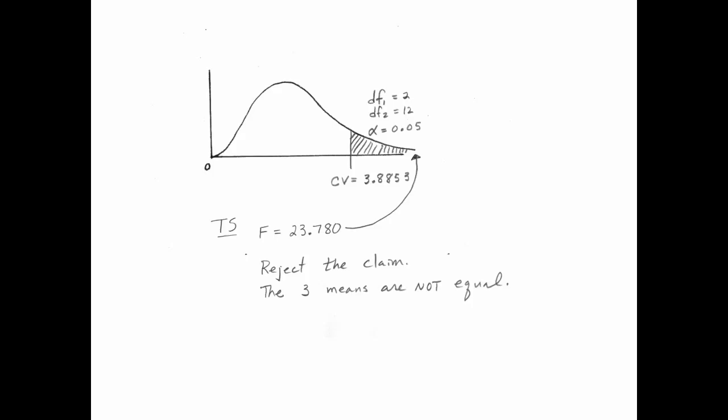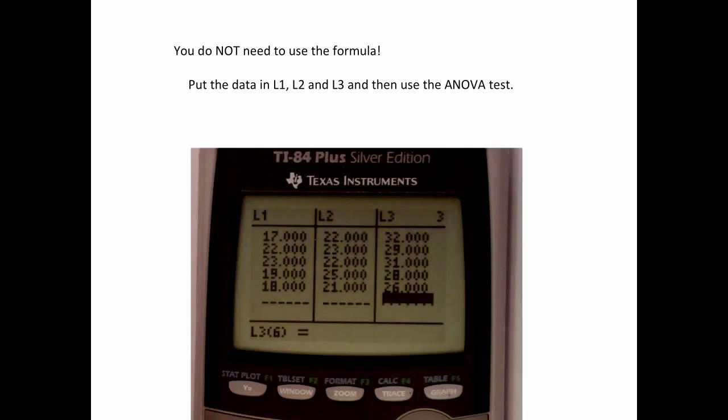Okay, the last thing to do is use the calculator. Rather than using all of those formulas, you can use the calculator. Again, you'll need to put the numbers in the lists. I would prefer to use list 1, list 2, list 3. And then use the Anova test. So here are the numbers in the list. List 1, list 2, list 3. There's the original data.